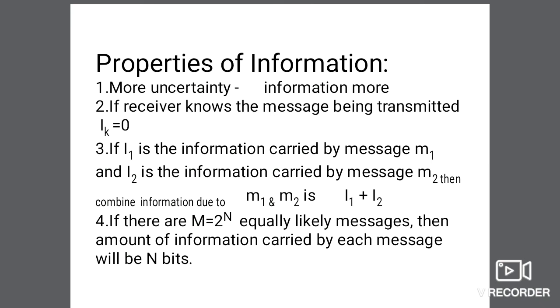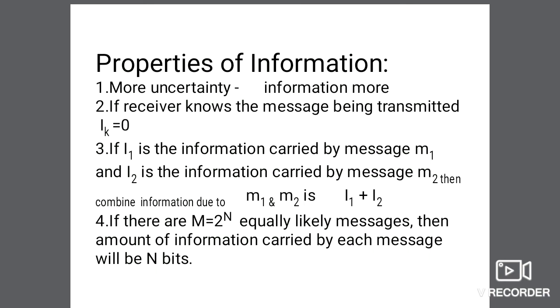Third property: if I1 is the information carried by message M1 and I2 is the information carried by message M2, then the amount of information carried combined due to M1 and M2 is I1 plus I2. We can simply put the value in our formula: Ik is log 2 of 1 upon Pk.